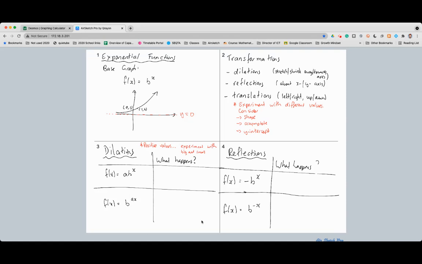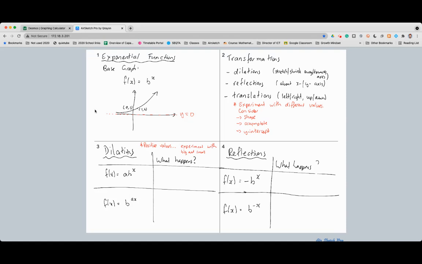I hope that's not too small. In the red there, it tells you how to experiment. Experiment with positive values, experiment with big and small values. Okay, so don't go negative, and the reason why is because reflections are negative. So dilations are only about the size, not about the direction. And you can see here that I've got two forms that create a dilation. Either the base graph is multiplied by A, or just the X coordinate is multiplied by A.